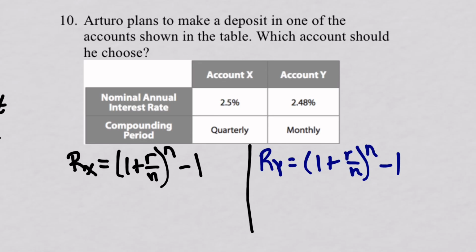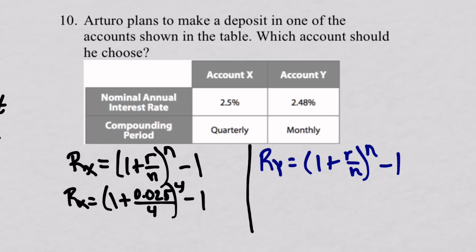Okay, so let's go ahead and do the one on the left. For account X, it's going to be 1 plus R, in this case 2.5, so again, in decimal form, always 0.025, over N. N is the number of times it gets compounded per year. Quarterly, that means 4. To the power of N minus 1. Whoops. To the power of 4, right? Let's go ahead and put that in there. To the power of 4 minus 1.